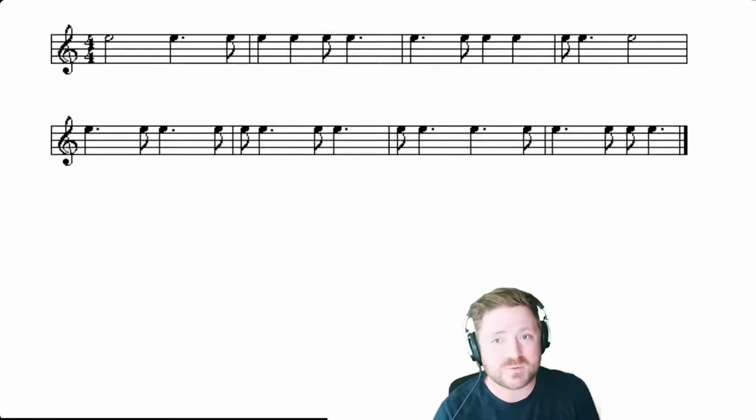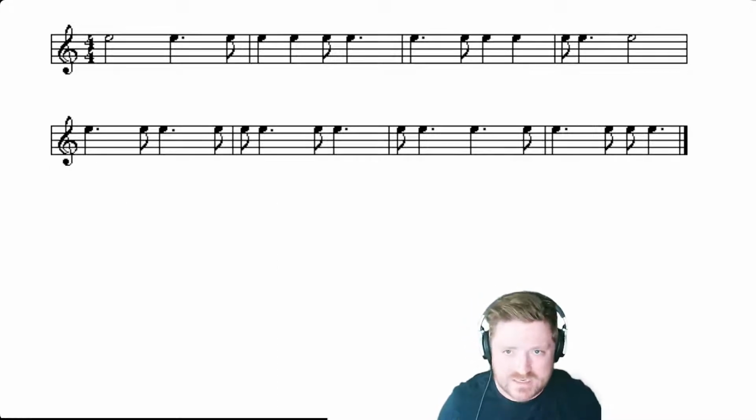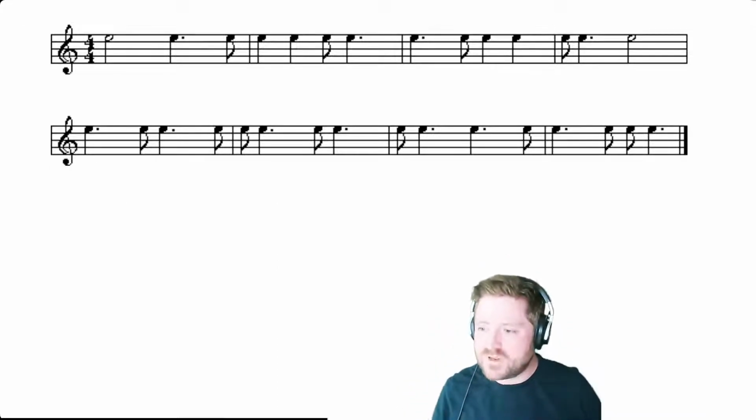And of course, the challenge comes when you start to string them all together. So let's have a little look here. Let's have a look above.